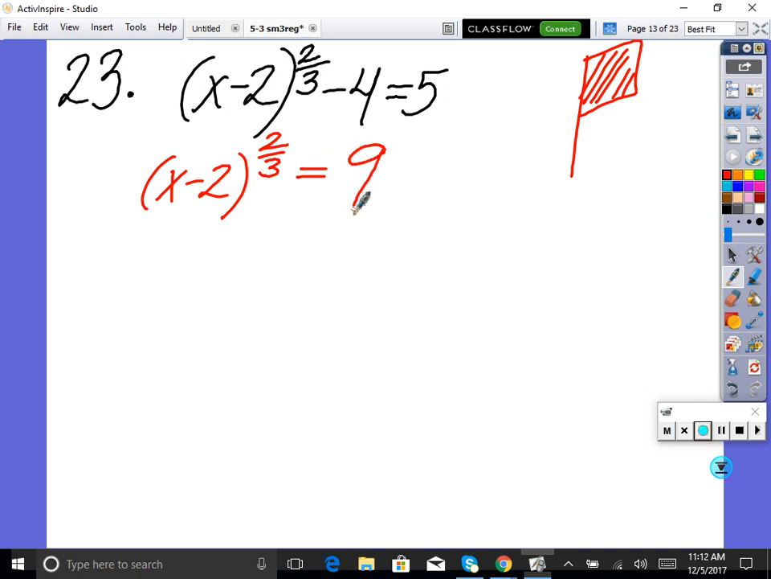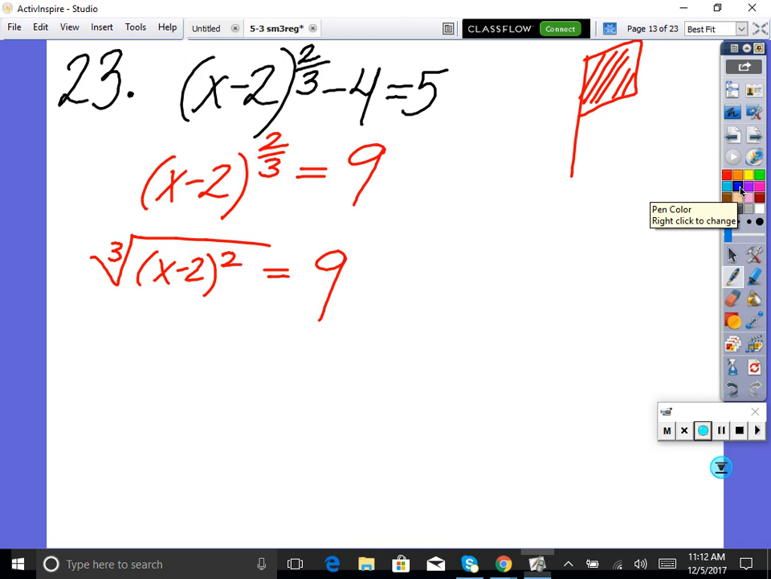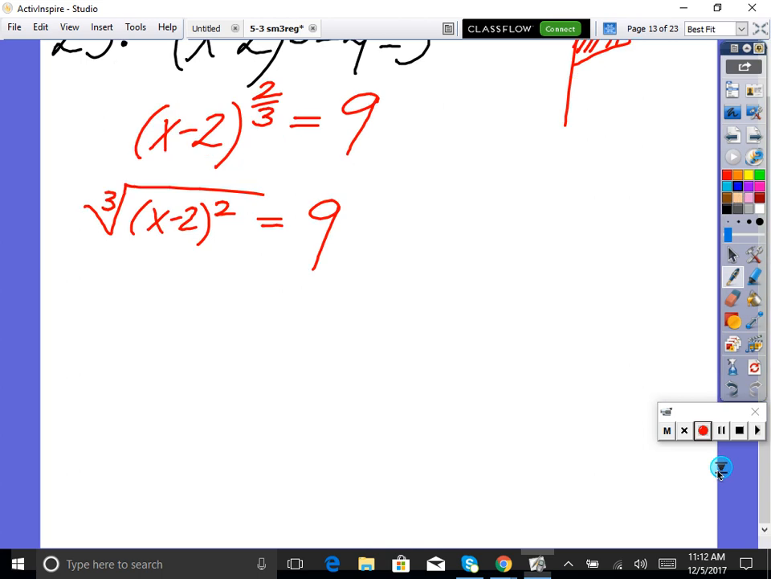This is why I really highly recommend rewriting it as a radical instead of thinking about it the advanced way, so that you're less likely to miss what I'm about to show you. Originally, don't we have the cube root of (x - 2) squared equals 9? So now we need to undo the radical. So we would first cube both sides, wouldn't we?